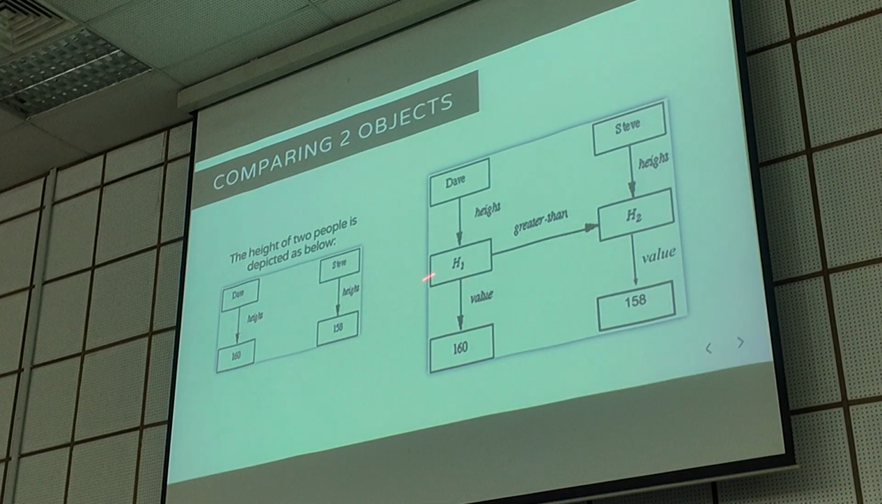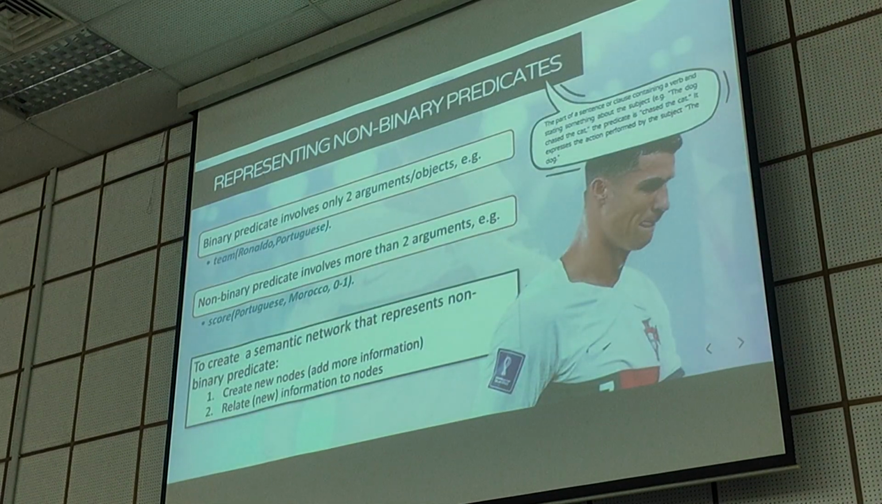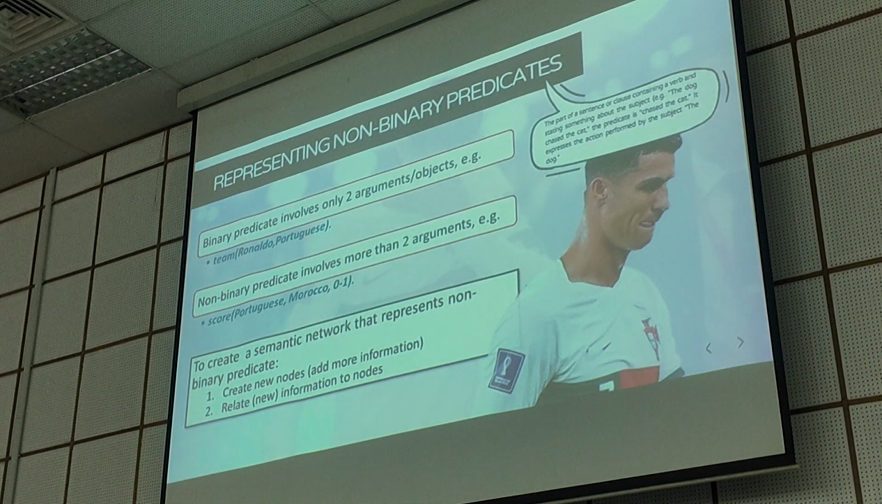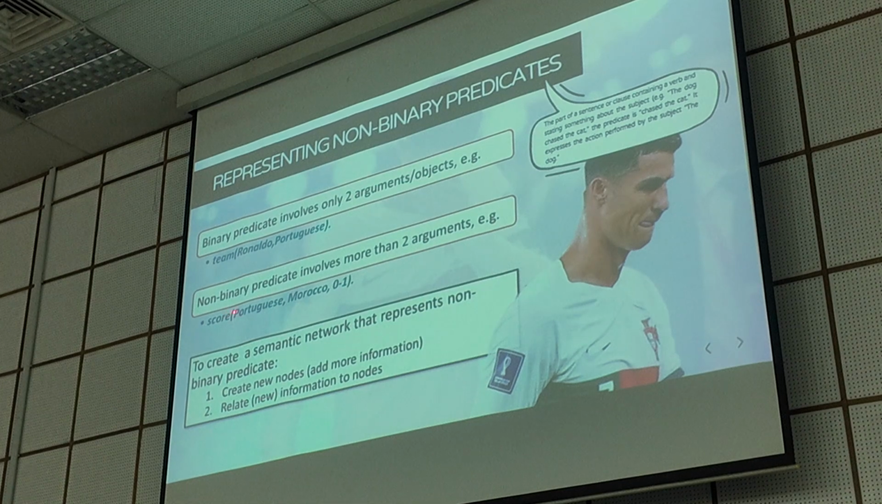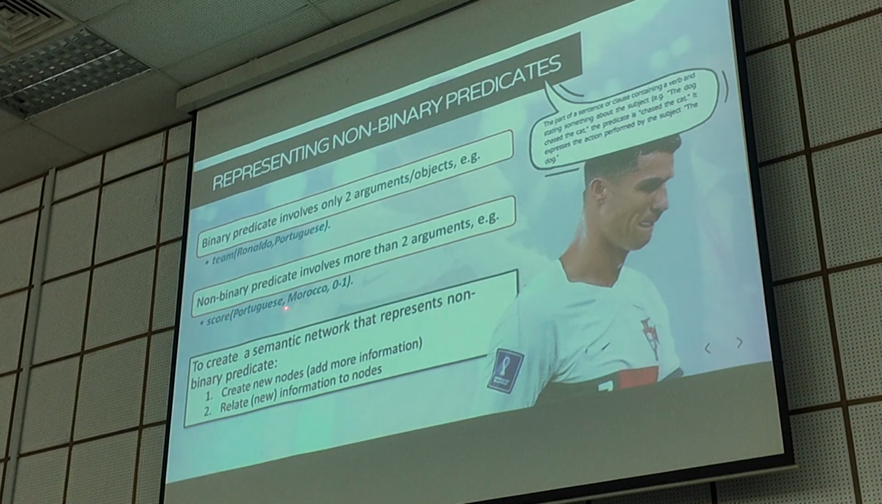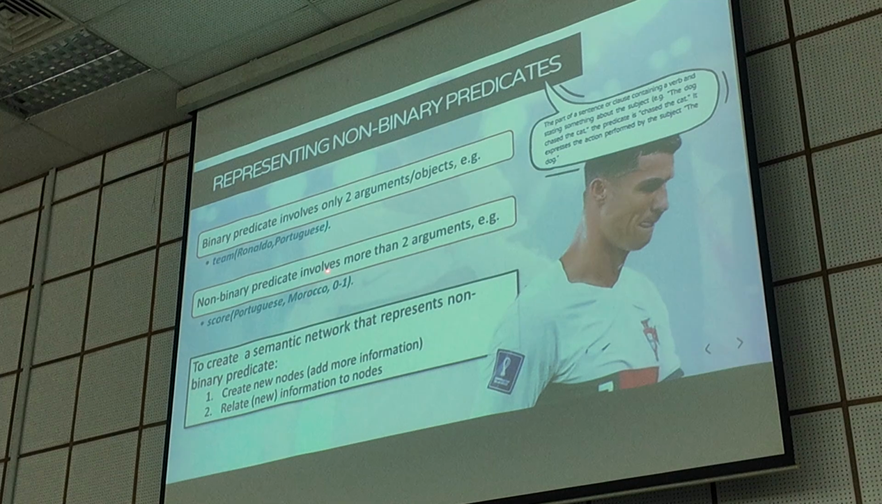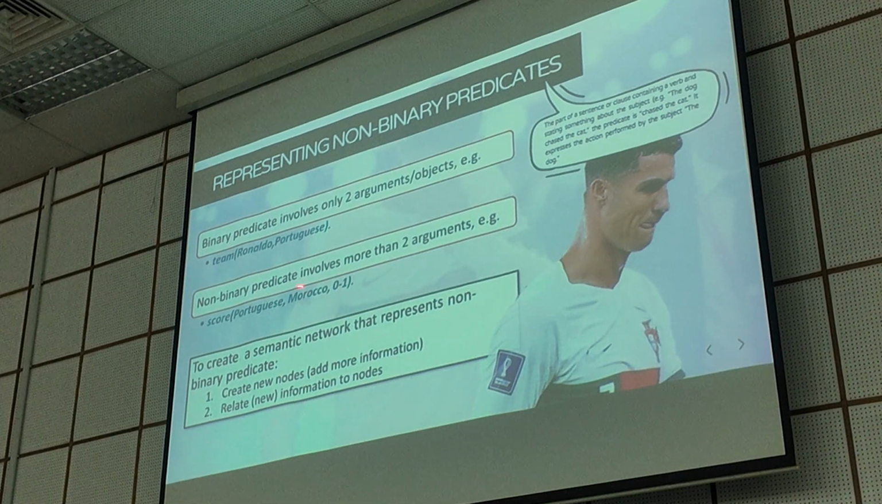So this place is actually bigger than this place in terms of the height. Okay, so this one is where you have more than two arguments. In the previous ones we have only two arguments, when you have only two objects, for example, lodging, water heater, lodging, sauna, lodging, hotel. So you have only two arguments here. What if you have more than two arguments? For example, in this case, you have Portugal, Morocco, and 0-1. You have three objects there, three so-called arguments. So how do you represent this in a semantic network?